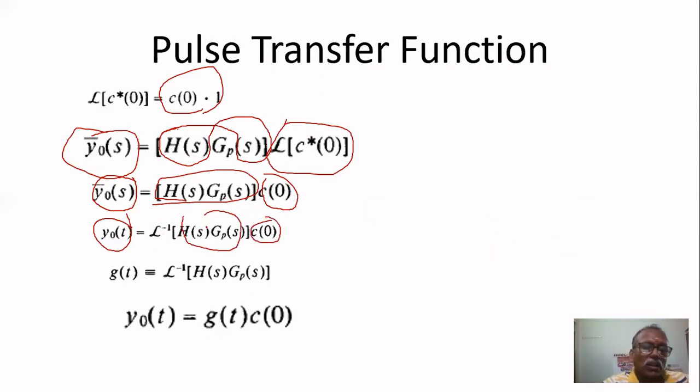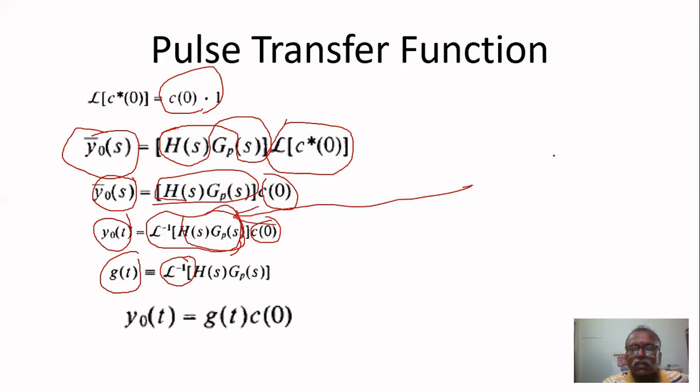So let us assume that this is the response of the system. Then the transfer function of the system, g of t, equals the Laplace inverse of H of s GP of s. What is the Laplace inverse of this? That is g of t. So we can write the response y naught of t equal to g of t multiplied by E naught.